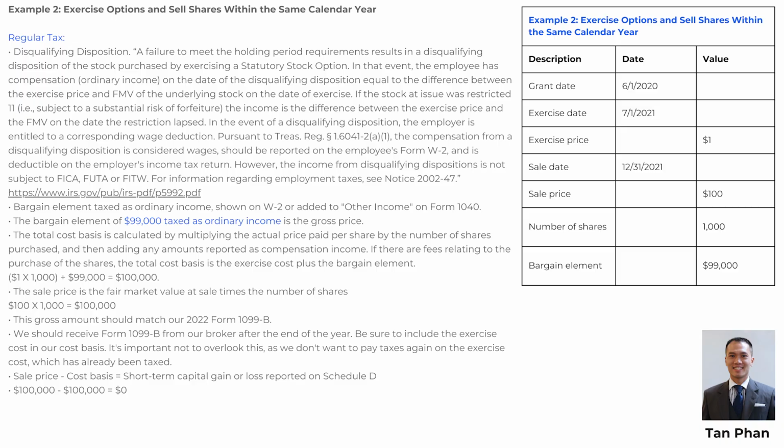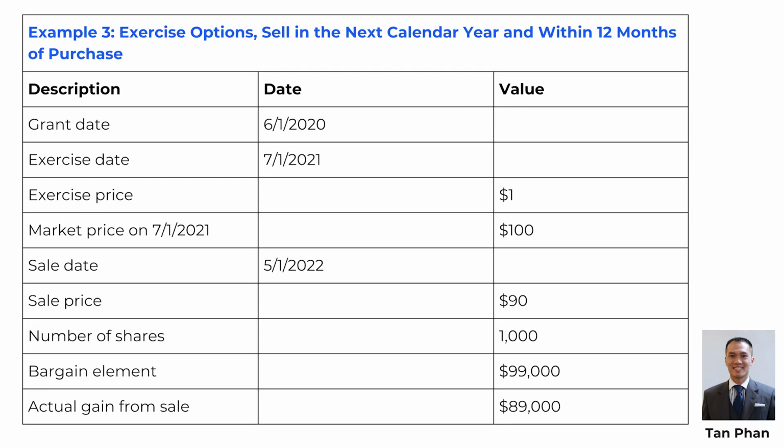$100,000 minus $100,000 equal $0. AMT: no AMT adjustment because we exercise the options and sell the shares in the same calendar year. Example 3: exercise options, sell in the next calendar year and within 12 months of purchase.